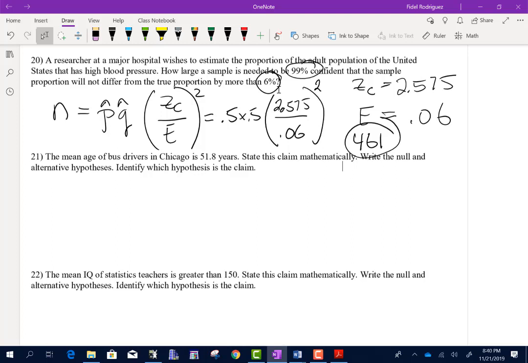I don't see where it says it can be more. Because it tells me right here, it says that the sample proportion will not differ from the true proportion by more than 6%, right? No, but she's talking about how did I come up with 0.06 right here. And the way I come up with that is because that's going to be my error. It's telling me that the sample proportion will not differ, which is my error, from the true proportion by more than 6%. As a decimal, 6% is 0.06. That's what the error is telling me, right?